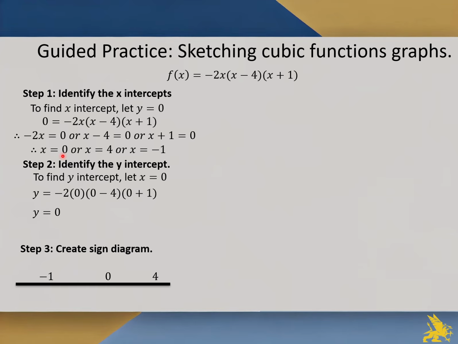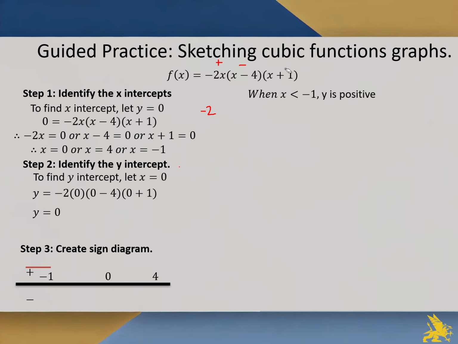Next part is creating a sign diagram. So I put in my 3 points, and they are my roots. I then pick a number between them. So my first number I'm going to pick is -2. So I'll just write that down. -2 times -2 is positive. -2 take away 4 is negative. -2 plus 1 is negative. So that tells me that I've got a negative is a positive, positive and a positive is a positive. So it's in the positive area.